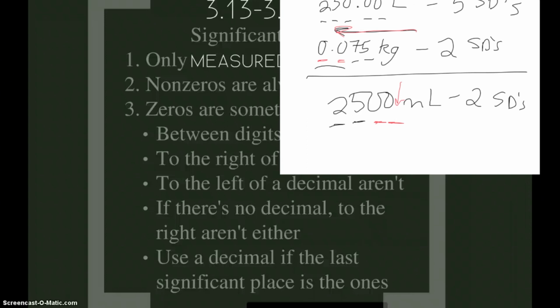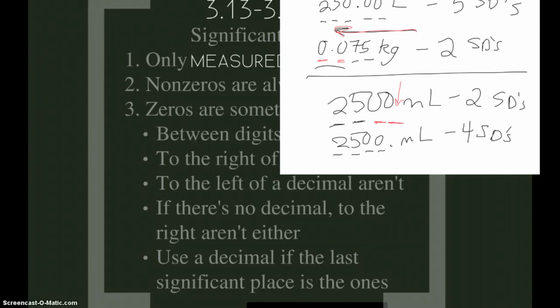Now if we wanted to imply that this was significant, we would add a decimal. So if we said 2500. milliliters, now those zeros are all significant. Now all 4 of those digits are significant, 4 significant digits for that number. So that decimal point really plays an important role.